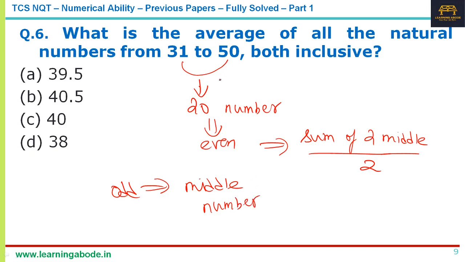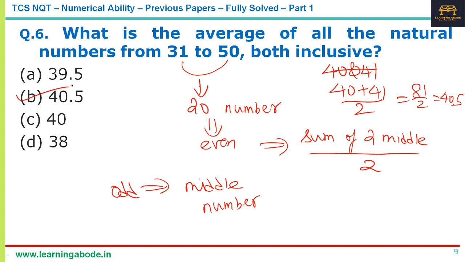Here, 31 to 50, there are 20 numbers. What are the two middle numbers? They are 40 and 41. So add 40 and 41 and divide by 2. That is 81 by 2, which is 40.5. That's answer option B for question number 6.